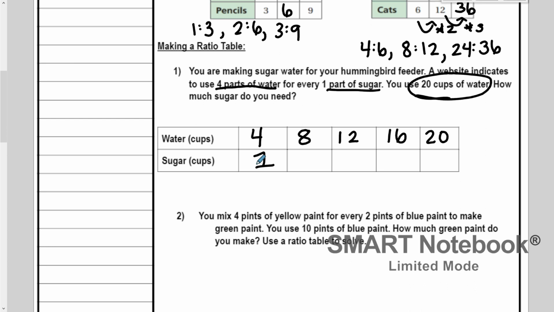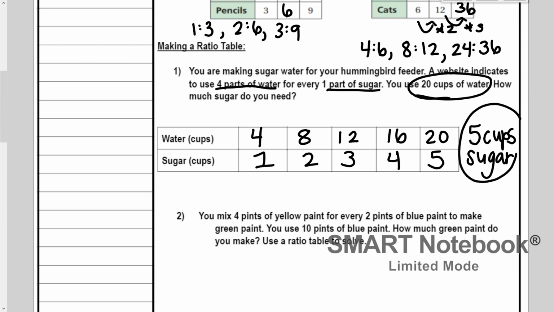Down below, we're counting by 1s. So you can start filling in those boxes. You guys can all count by 1s. Should be 1, 2, 3, 4, 5. Okay, they wanted to know how much sugar for 20 cups of water. Well, when we have 20 cups of water, we need 5 cups of sugar. And that would be our final answer.